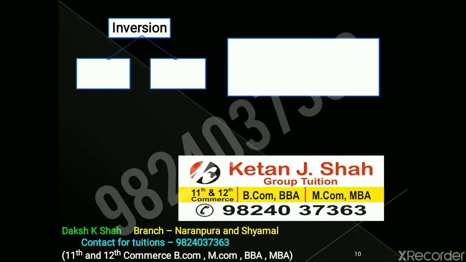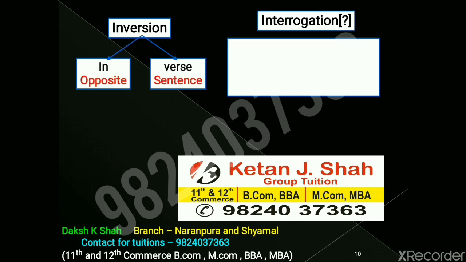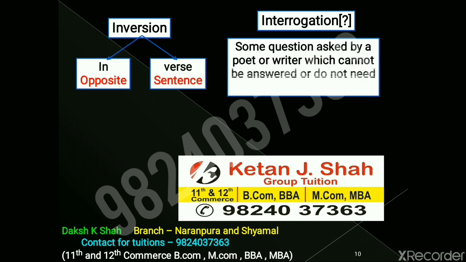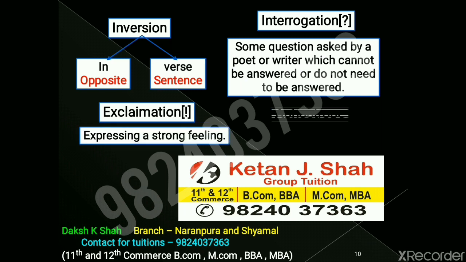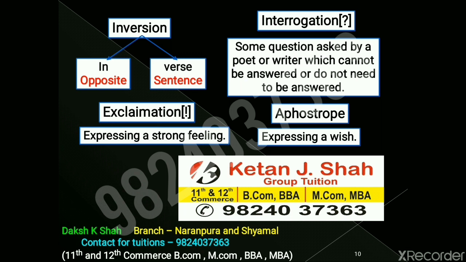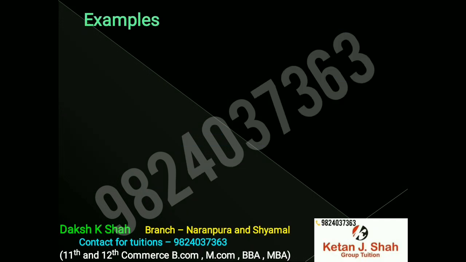Inversion. In and verse. In means opposite and verse means sentence. So when a sentence is jumbled, it is called an inversion sentence. Interrogation. Some questions asked by a poet or writer which cannot be answered or do not need to be answered. Exclamation. Expressing a strong feeling. Apostrophe. Expressing a wish. So these were the figures of speech which were left. Now we will continue to the examples of these figures of speech. So now let's see the examples.